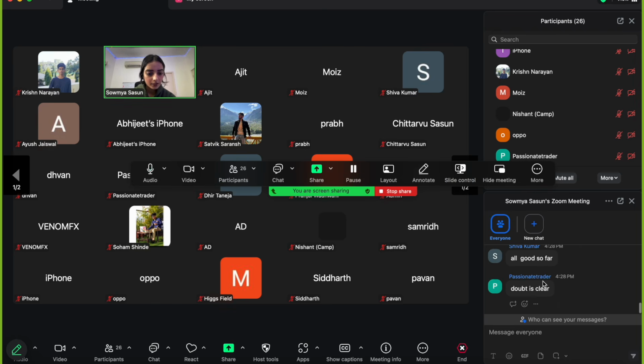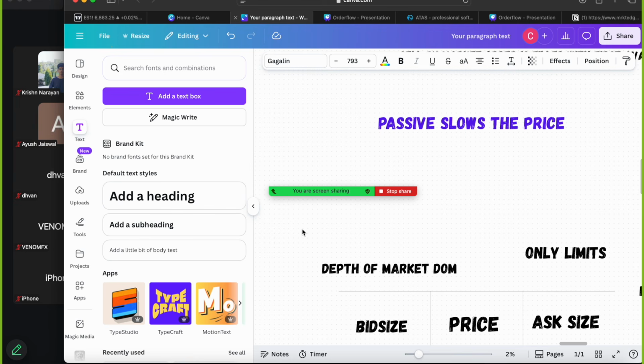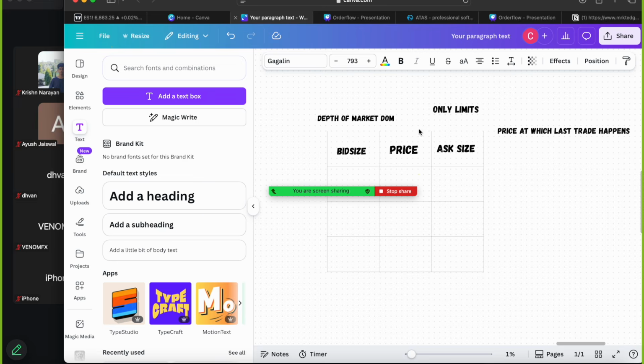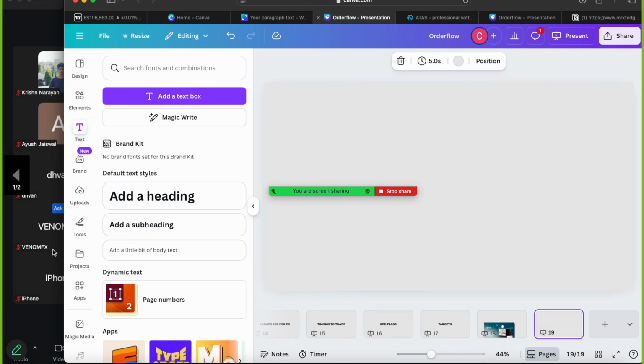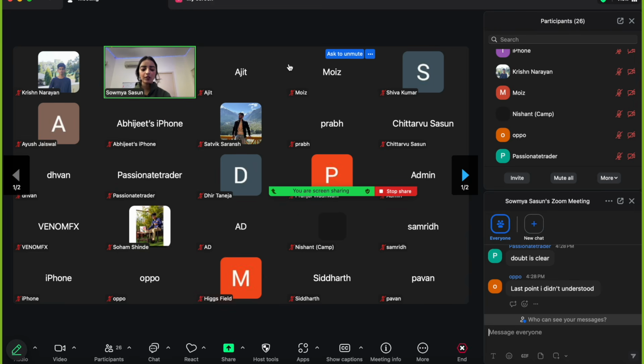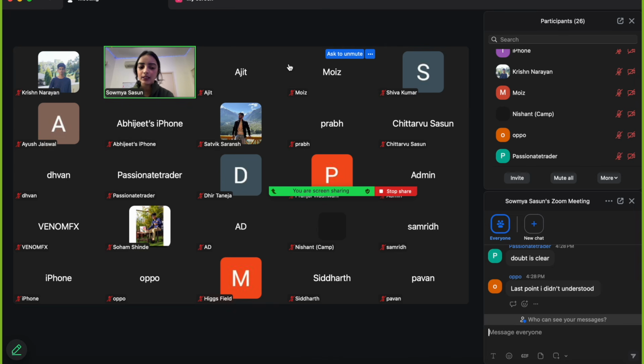All good so far, doubt is clear. Okay, so that's a little bit about order flow and auction market theory. Earlier, during the older times, stocks and currencies used to be traded in a physical arena, right? People used to stand in a particular room and shout the prices, and that's the way the price of a particular thing used to get decided. If you have watched movies like Wolf of Wall Street, then you would know that.